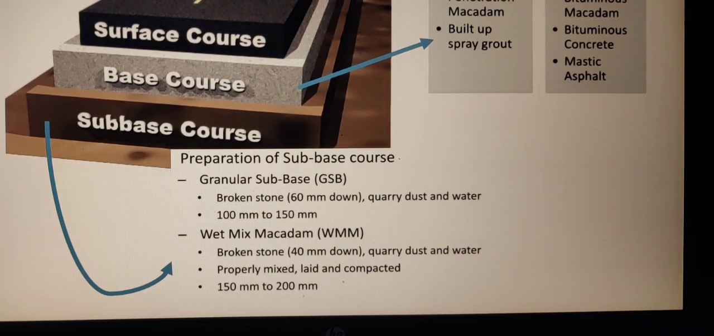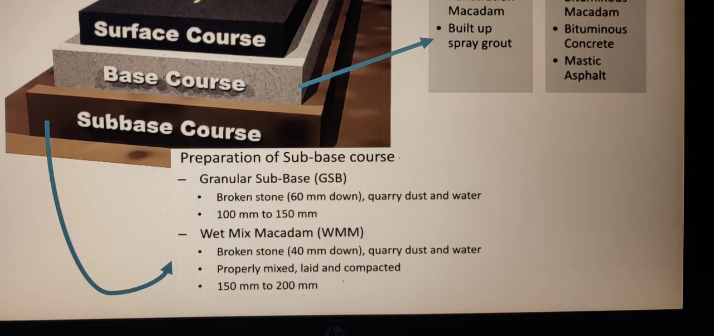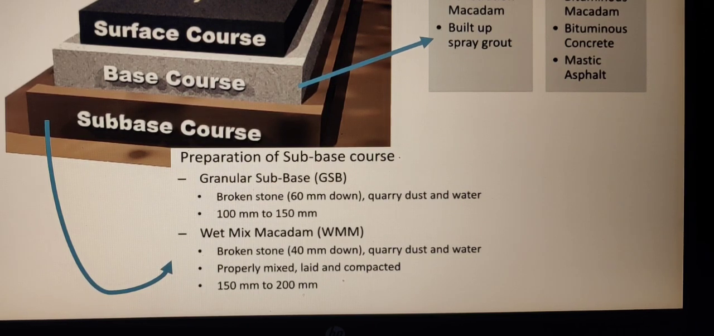So now the sub-base course. Sub-base course is prepared by two different materials. First one is the granular sub-base. Second one is the wet mix macadam. So in granular sub-base, the broken stone of maximum size 60 mm is used. Then quarry dust and water is used, and the thickness of the sub-base course using GSB is around 100 mm to 150 mm.